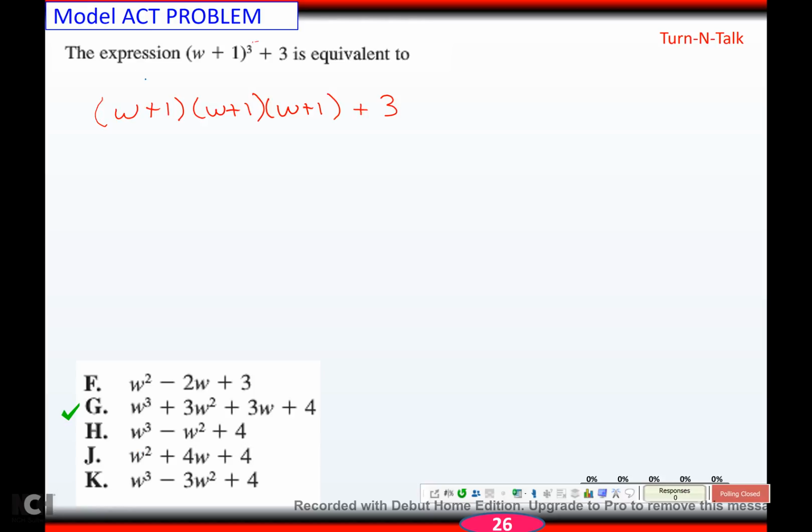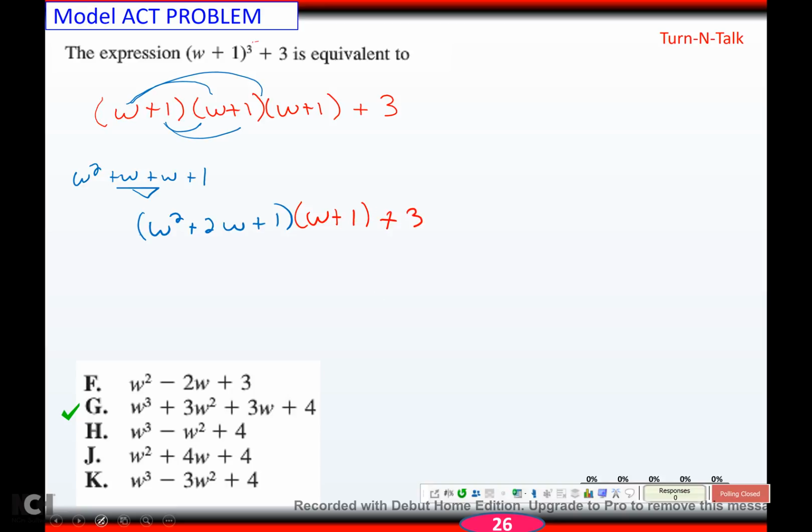Anyway, so 2 at a time. W times W would be W squared. W times 1 would be W. 1 times W would be W. And 1 times 1 would be 1. Combine like terms, I get W squared plus 2W plus 1. And then I bring everything else down that I still need to do, which is multiply by W plus 1 and add 3.